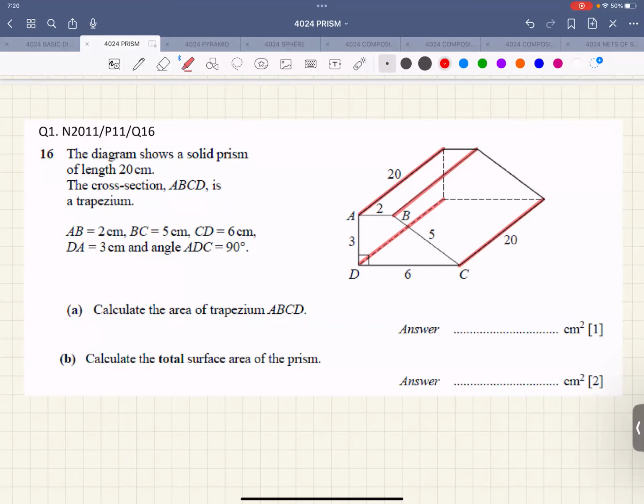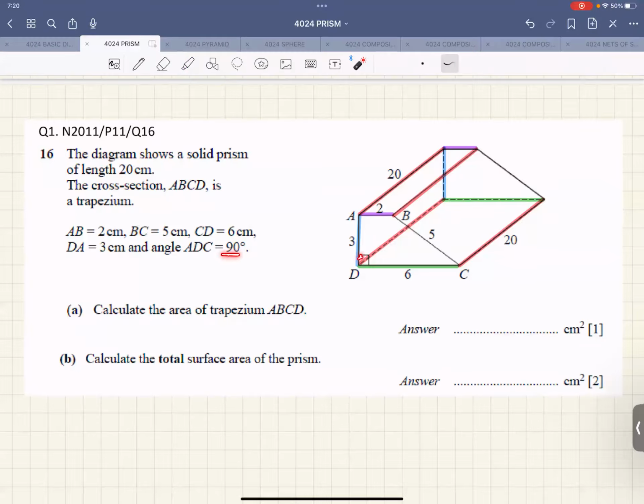The cross section ABCD is a trapezium. Now, what is the cross section? This is 3 over here, and then this is 3. These two lengths are 3, 3. And then this is 6 over here, and then this is 6 over here. And what else is there? This is 2 over here. This is 2 over here. So basically, I've labeled all the edges. And they have given us the different dimensions over here.